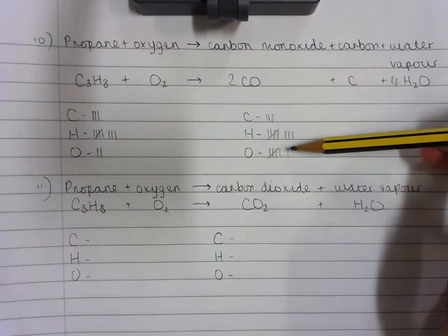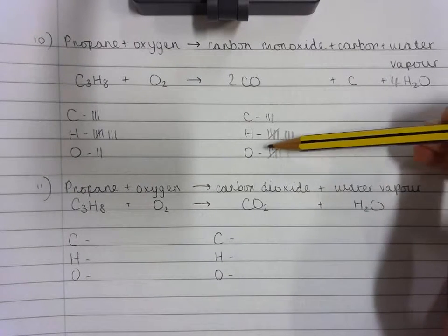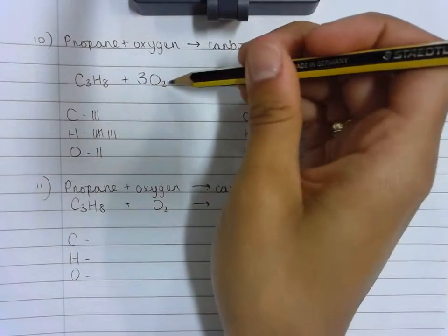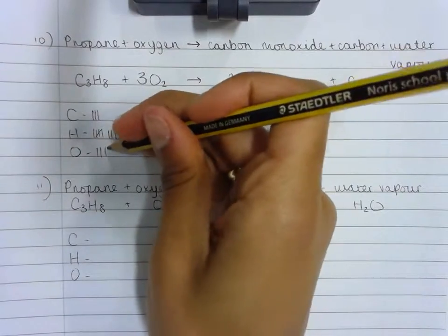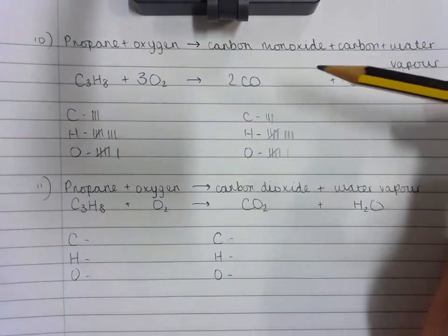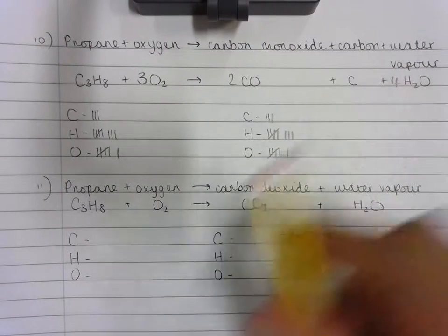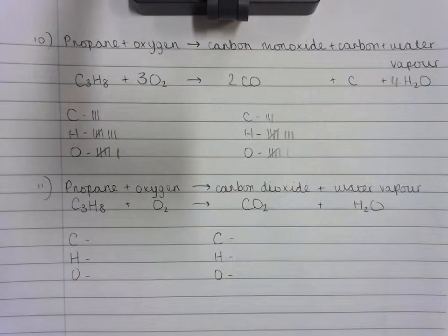Now, to increase the amount of oxygen atoms to 6 on the reactant side, I need to put a 3 in front of the oxygen molecule. So 3 times 2 is 6. I'm tallying as I go. Is it balanced? 3, 8, 6. Yes, that's how you balance that chemical equation.